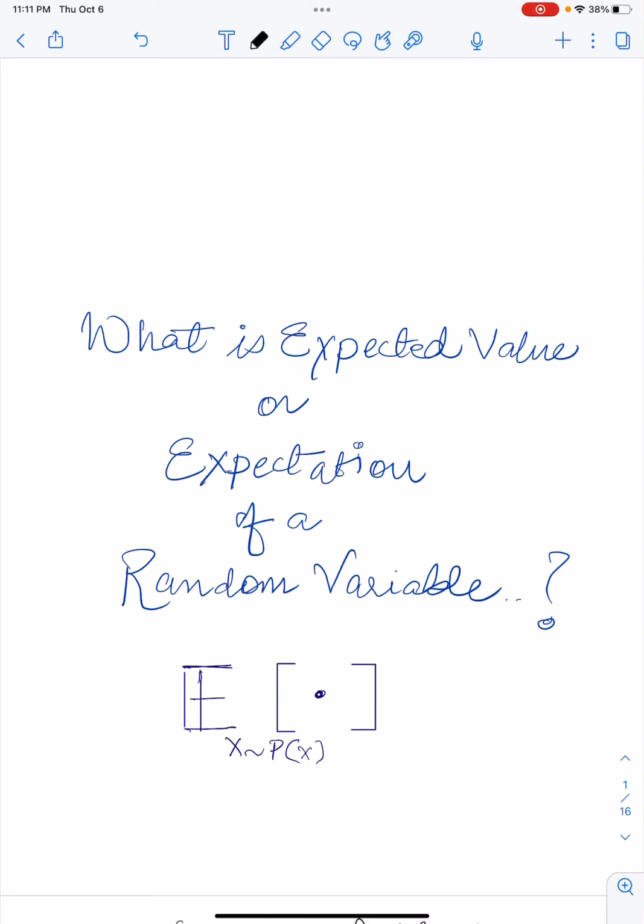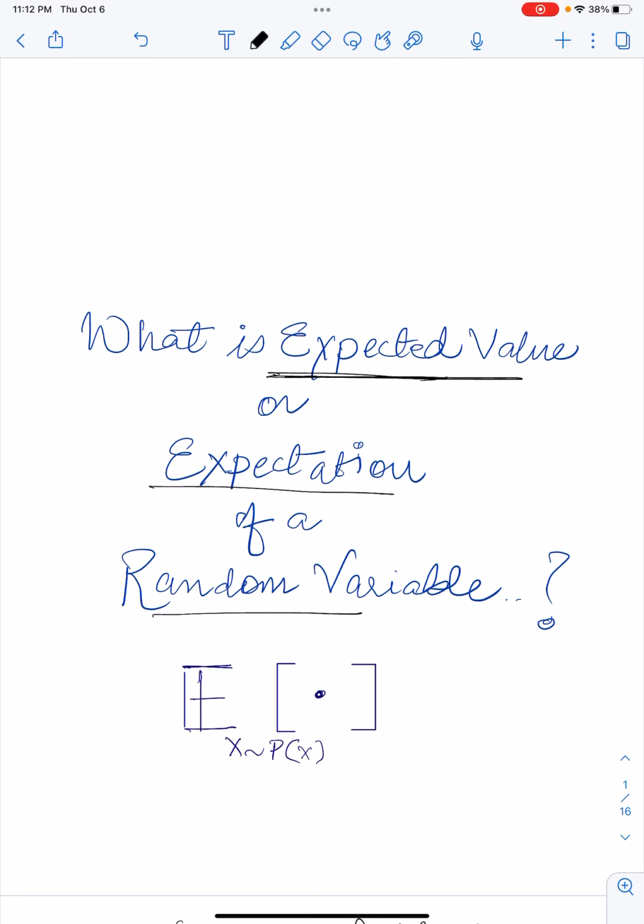Hello. So today we are going to see what is expected value or expectation of a random variable. This concept is generally used in a lot of disciplines of mathematics, science, statistics, and it is currently being used a lot. It's a very foundational and basic concept used in different machine learning and artificial intelligence algorithms too.